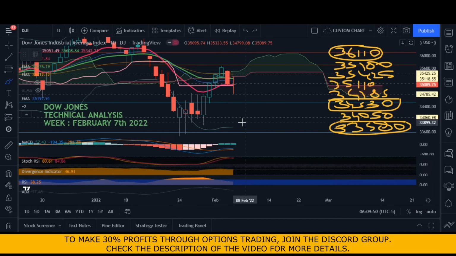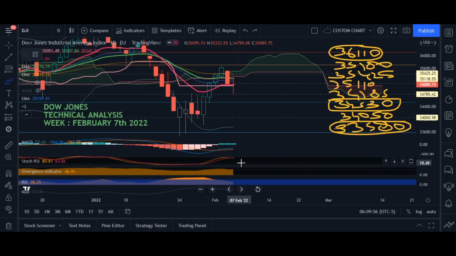Then comes the Stochastic RSI. Stochastic RSI is marginally bearish. It is not fully bearish, but marginally bearish, because the K channel is more than 80, and the D channel is more than 84.